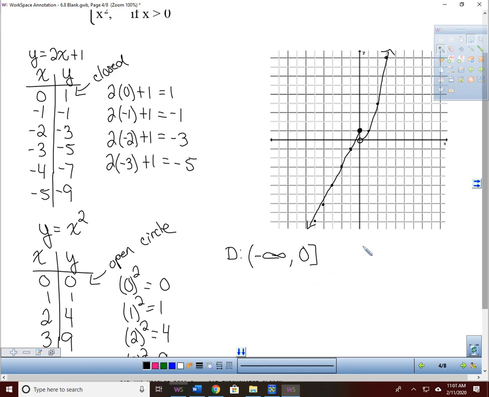Okay? Let's talk about domain of the other piece. It starts at 0, but it's an open circle, and it will continue to the right. So I'm going all the way to infinity, parenthesis.